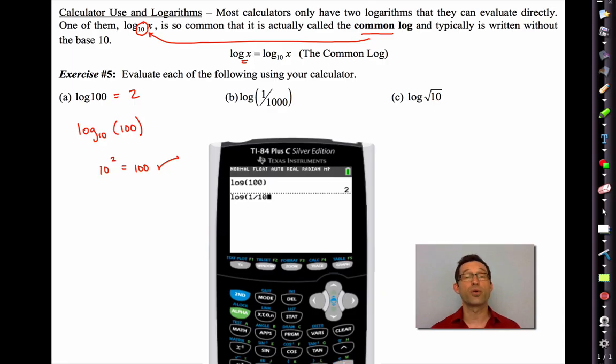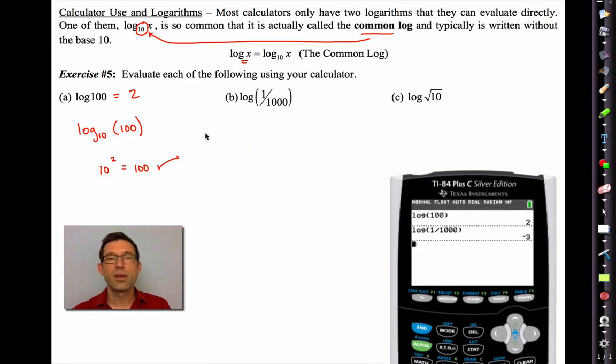All right, let me do it real quick on my TI-84 Plus. Log, parentheses, 1 divided by 1,000. Enter. Ah, look at that. It gives us -3. And again, this makes sense because if I take 10 and raise it to the -3, I'd get 1 divided by 10 to the third, which would be 1 divided by 1,000. Great.